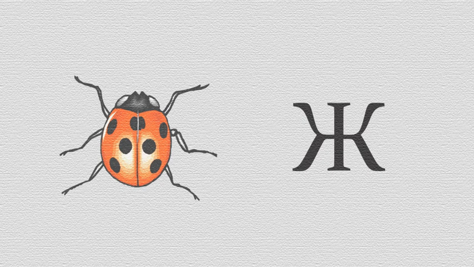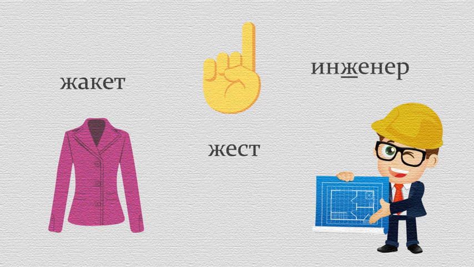If you look carefully, you see that the letter Zh looks like a bug. It has 6 legs and it also has a similar sound, zh, zh, like a bug. And we have such examples. Жакет, жест, инженер. The closest pronunciation in English is in the word инженер in Russian and engineer in English.